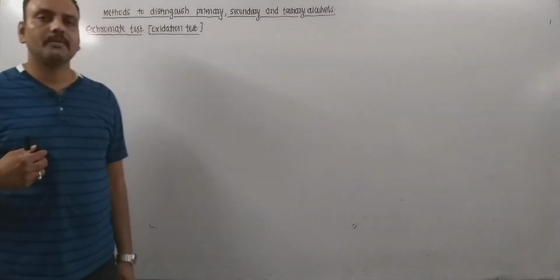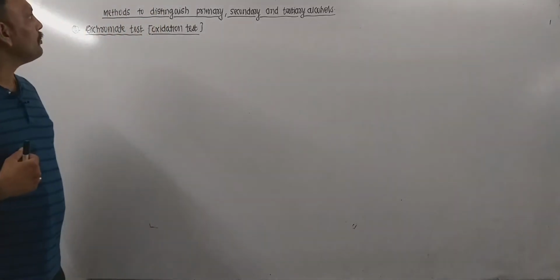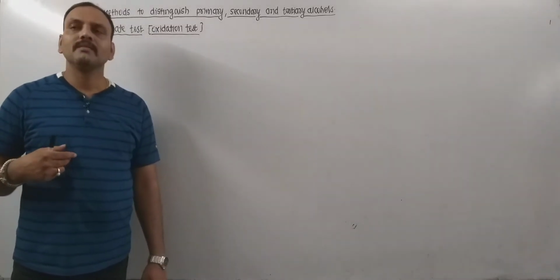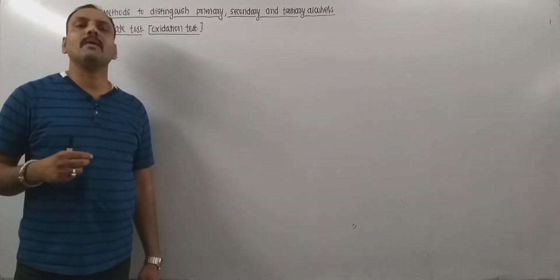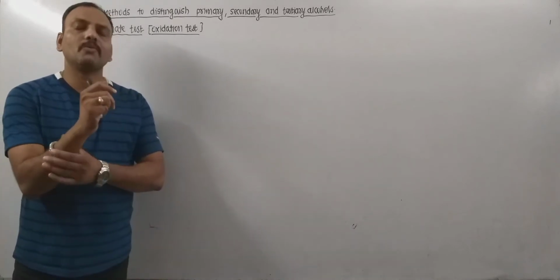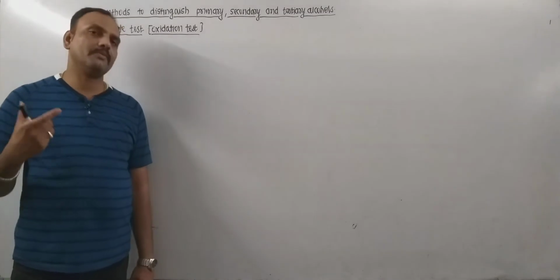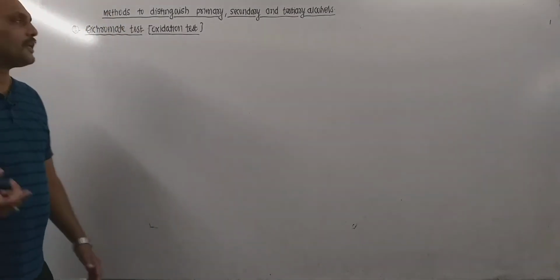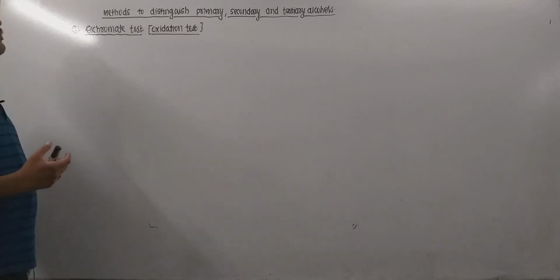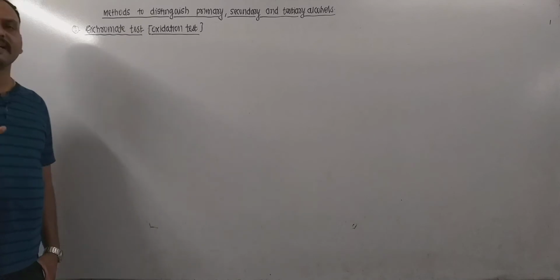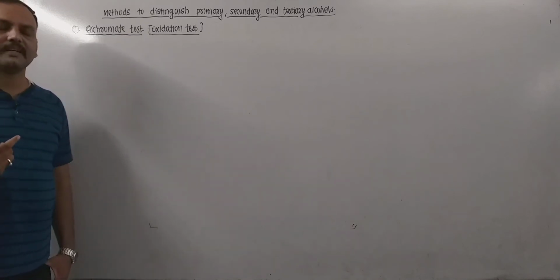Hello students, today's point of discussion is methods to distinguish primary, secondary and tertiary alcohols. Remember, there are a number of ways to distinguish between primary, secondary and tertiary alcohols. Let's discuss very famous methods to distinguish these alcohols. So the very first method to distinguish primary, secondary and tertiary alcohols is a dichromate test, that is, an oxidation test.